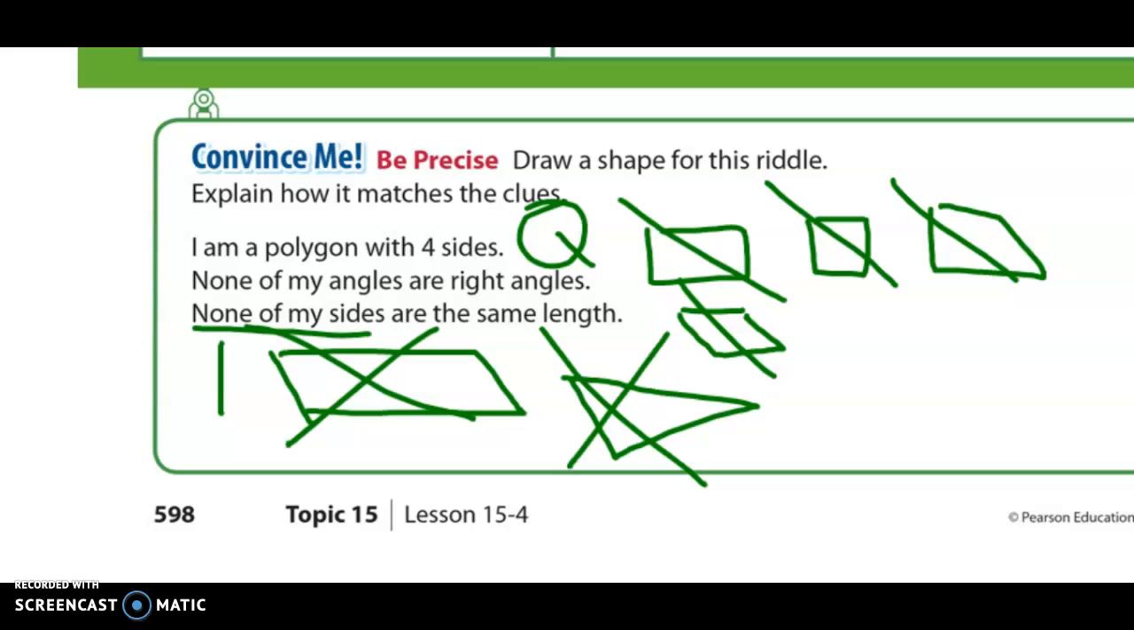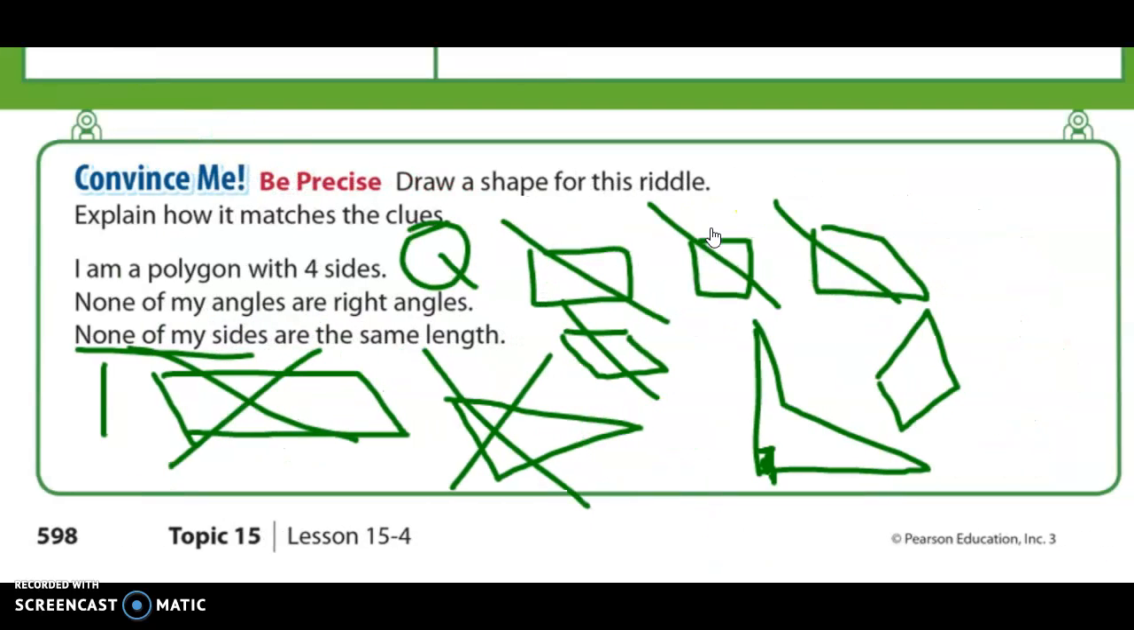It doesn't have 3 sides. I was trying to draw it with 4 sides. Let's see if I can do that again. There we go. So, this would be correct as long as this didn't create a right angle right here, a perfect angle. You could do something like 1, 2, 3, 4, where it's all wonky. There's lots of different ways you can make this one correct to match those clues.